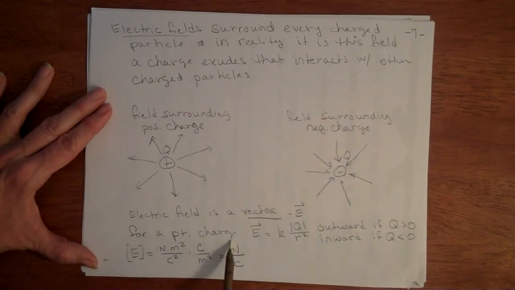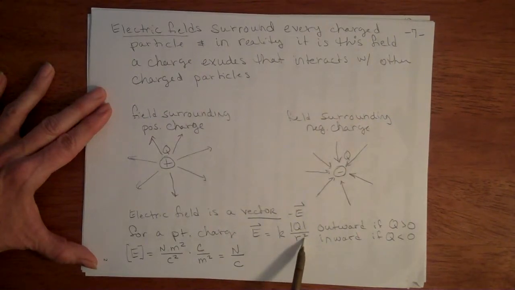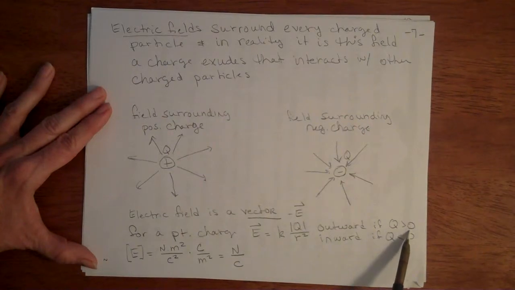direction. For a point charge, the electric field is given by k, the same value of k from Coulomb's law, times the absolute value of the charge that is exuding that electric field, divided by the distance you are from that charge, squared. The direction of the electric field for a point charge is directly outward from the charge if the charge is positive, and directly into the charge if the charge is negative. There's only one of two directions it can be.